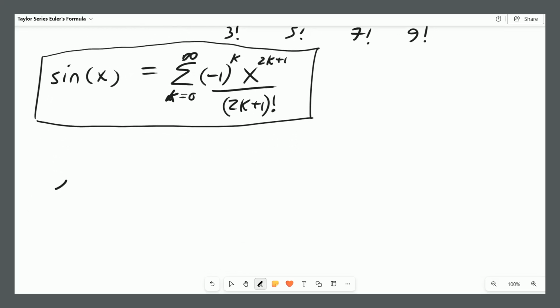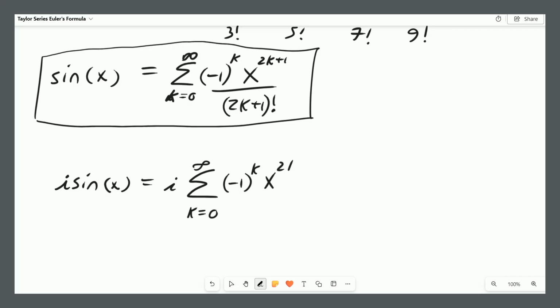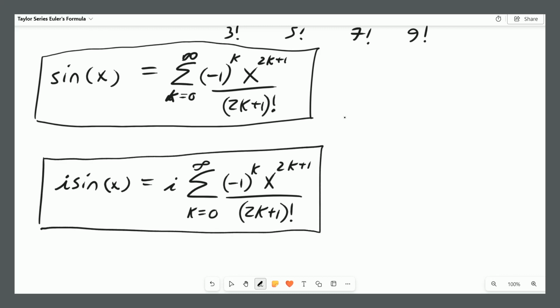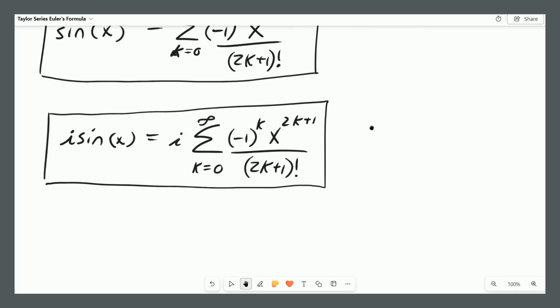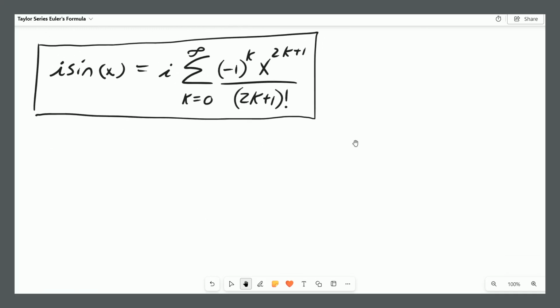What is going to be i times the sine of x? Well, it's just going to be i times that exact sum that we see right here: negative 1 to the power of k, x to the power of 2k plus 1 divided by 2k plus 1 factorial. So we are going to use this and the cosine that we derived above later on. But first, we need to expand e to the power of ix.